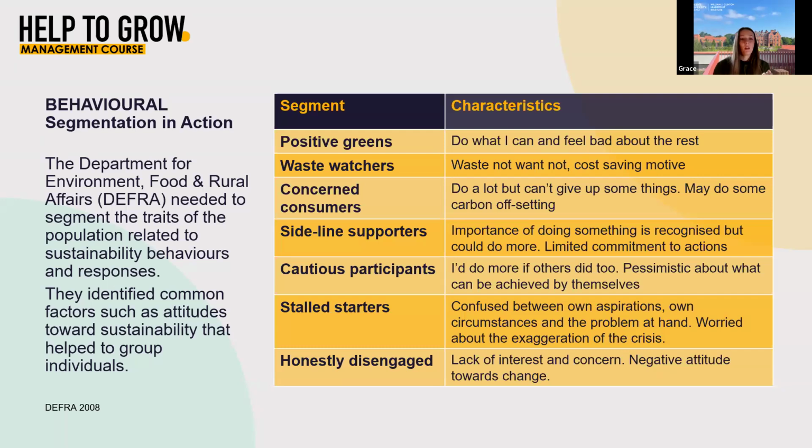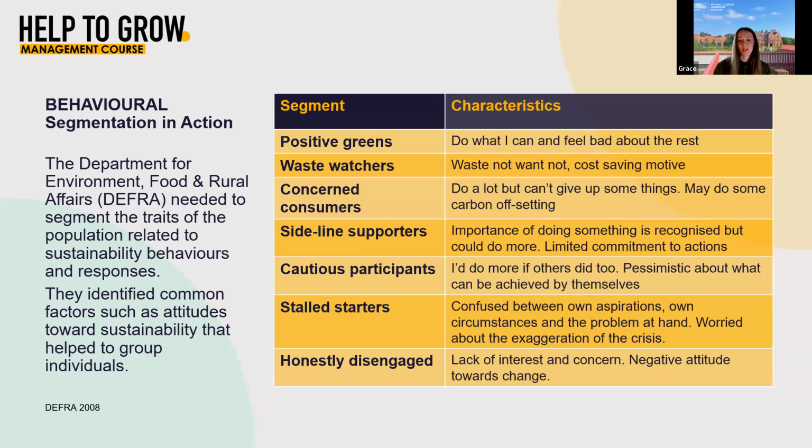I'm going to run through just a couple of the segments here and their characteristics. I'll not go through all of them. They identified a segment known as positive greens. They do what they can and they feel really guilty about the rest that they can't do anything about. Then there's the segment of concerned consumers. They'll do a lot, but they will give up on some things. They have an understanding of concepts like carbon offsetting, and they'll do their best in regard to that. Then we have our cautious participants. They feel that they would do more if others did more. They're looking towards others to get the ball rolling.